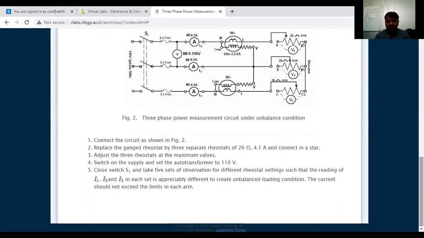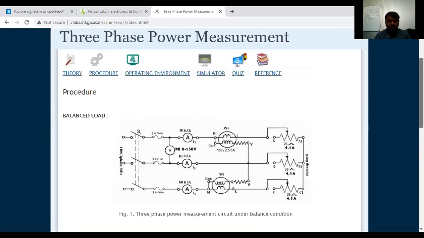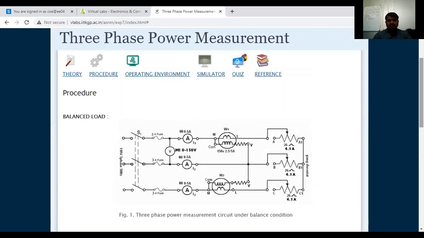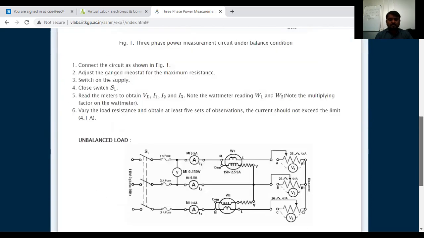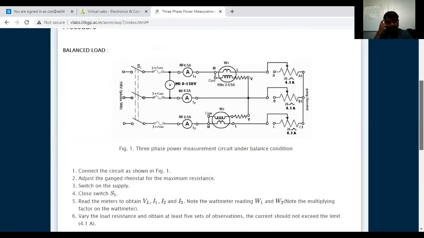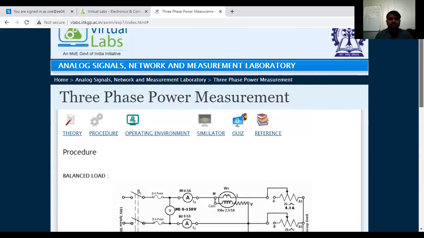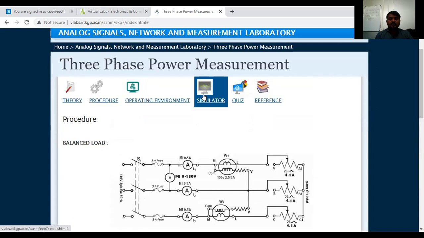Is it clear? Up to here, any doubts? You can ask if you have any doubts. This is the procedure for the virtual lab or the practical also. Any doubts here? No, sir. Okay. Next, we will go for the direct simulator.